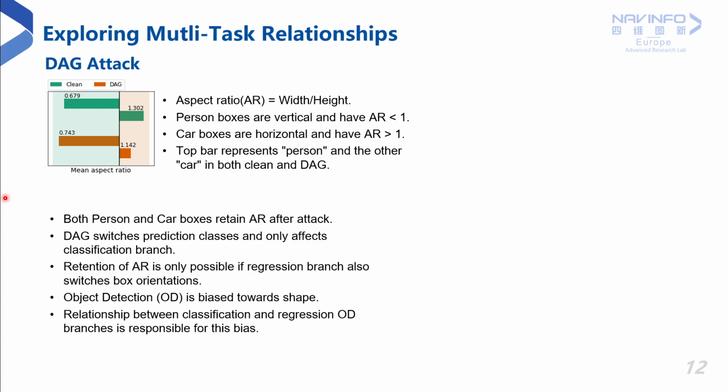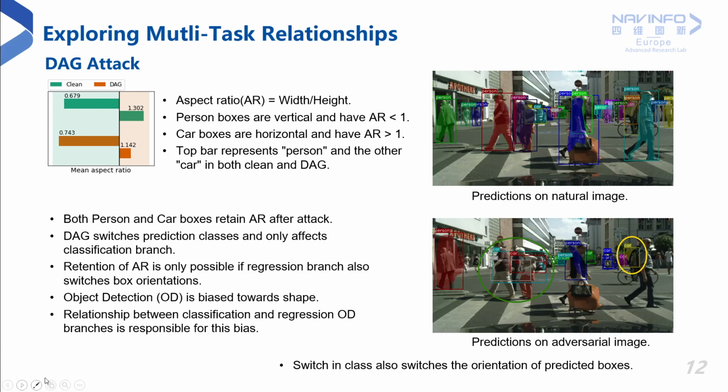Retention of aspect ratio is only possible if the regression branch also switches the orientation of the predicted boxes, as the classification has already been switched. This reveals that object detection has learned a bias towards shape as a result of the inter-task relationship between its branches. The visualization depicts this bias, where car predictions on persons still retain their horizontal orientation.